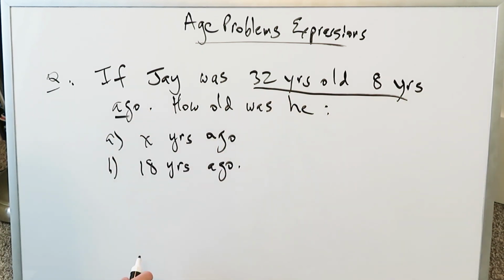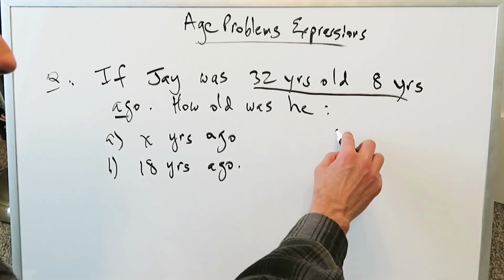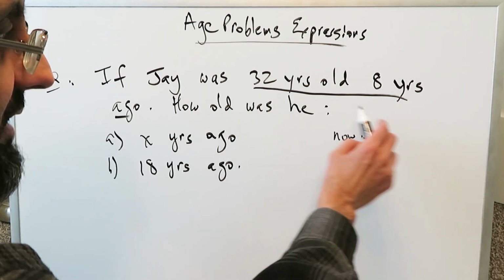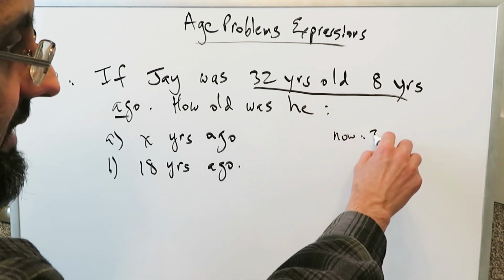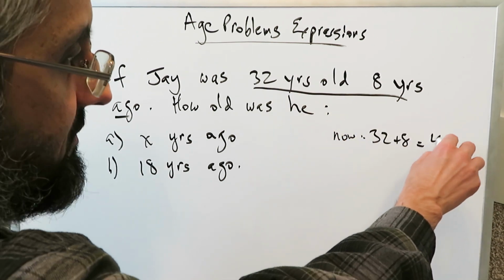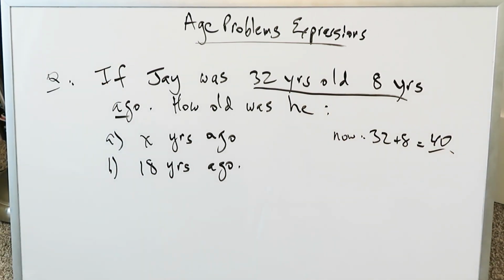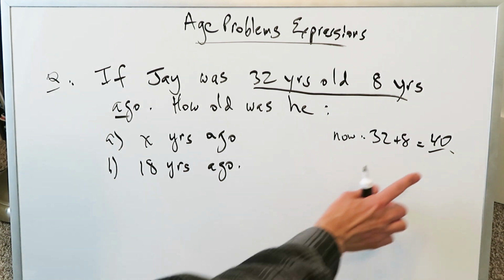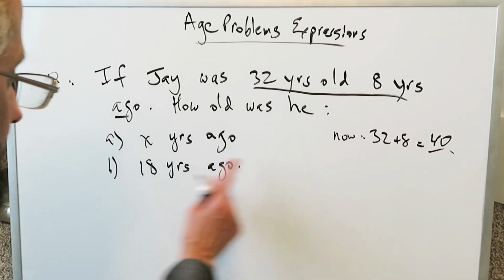If he was 32 years old 8 years ago, what does that imply in terms of how old he is now? All you have to do, if he is 32 years old 8 years ago, then he's 32 plus 8 now, which means right now he's 40 years old. You have obtained this 40, and this is exactly what you need to answer this.